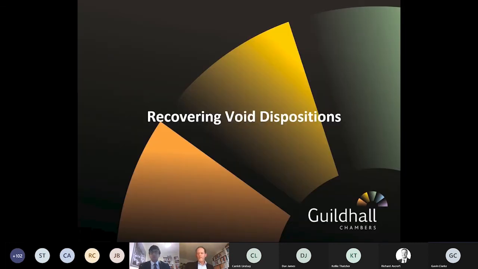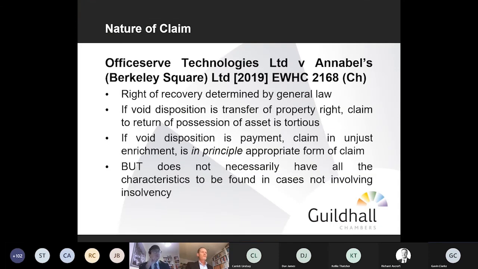So we've looked at validation orders. I was just going to come on to say a few short words on what you might do when attempting to recover void dispositions and the nature of that application. So we have some practical experience of this on another aspect of Officeserve.